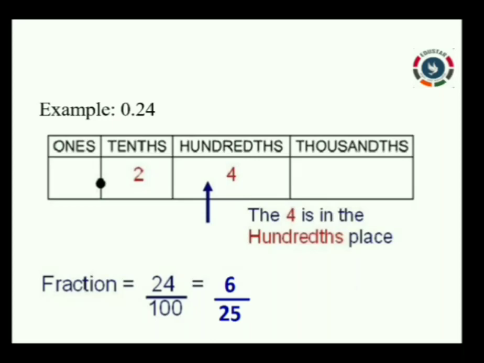If it is possible, then you have to write it in the simplest form. You will get the answer as 6 by 25. So 0.24 is equal to 6 by 25.